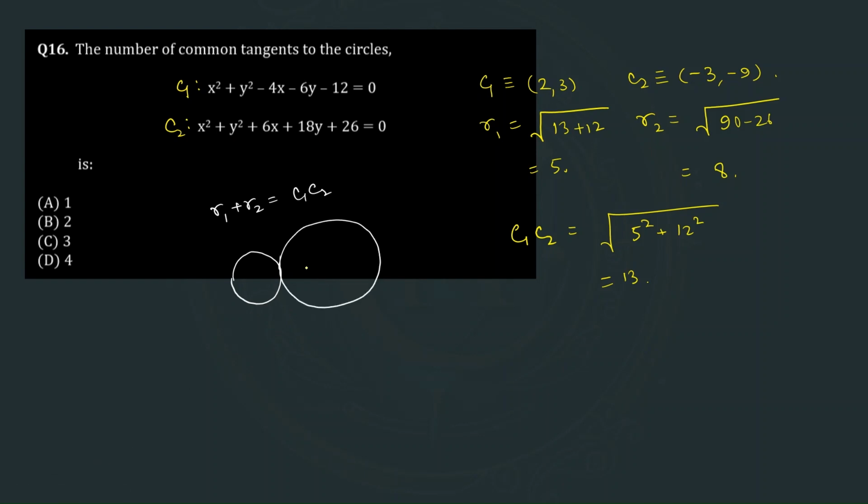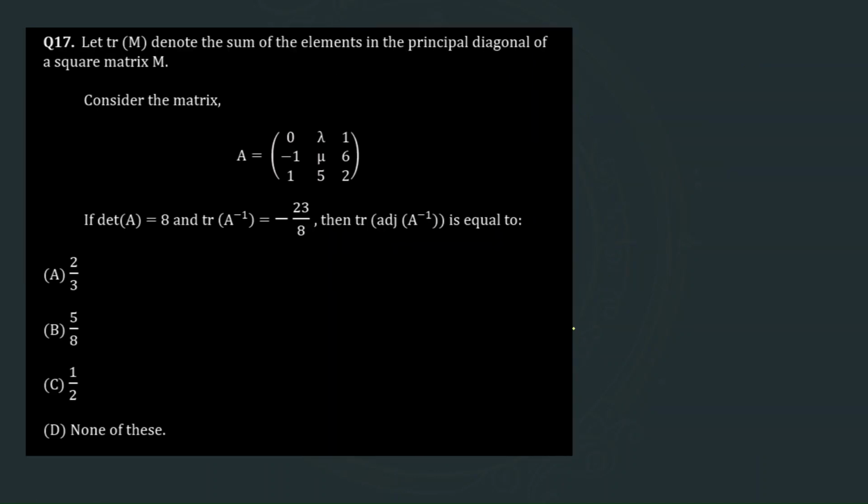So this is the circle C1 and this is the circle C2. This is of radius 8 and this is of radius 5. So we can see clearly there are three tangents possible to both of this circle like this. So 3 will be the correct option for this question. Let us proceed with the next question.